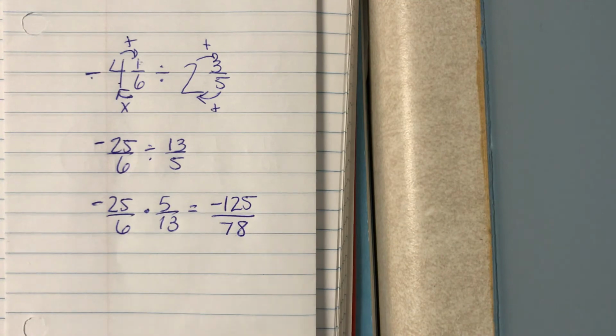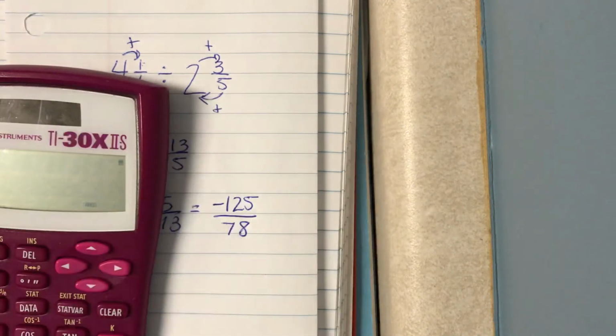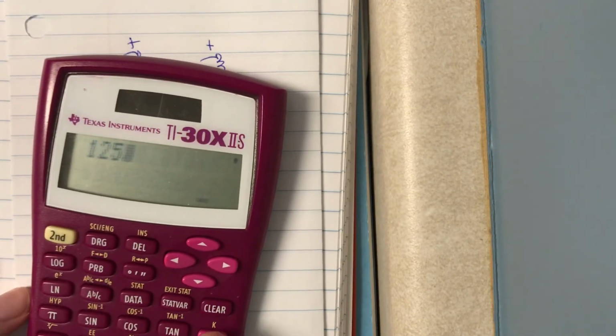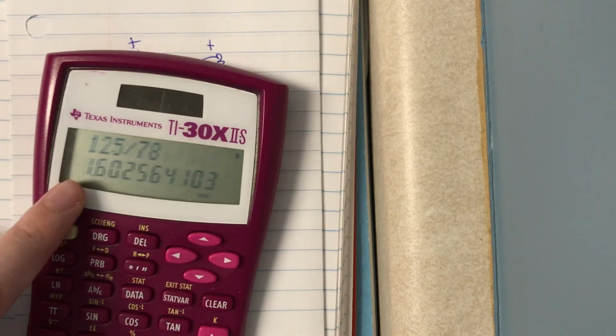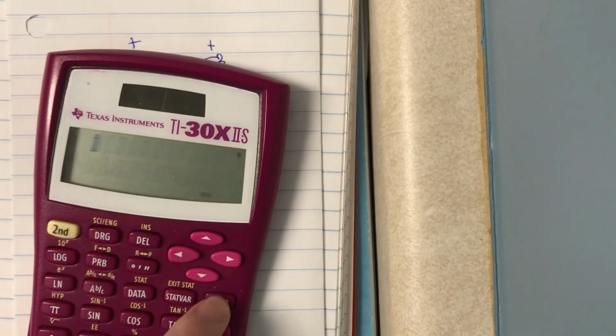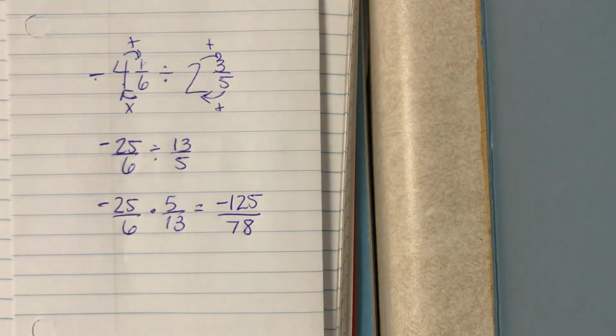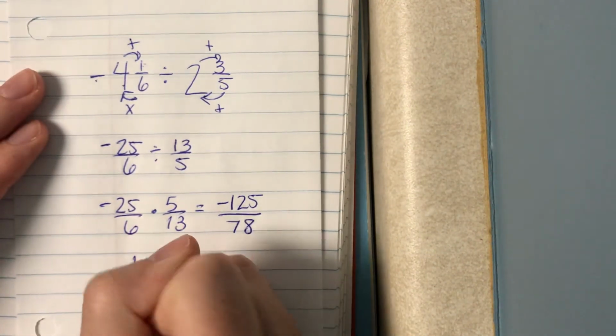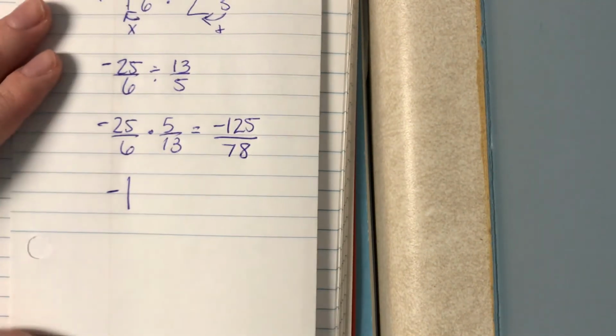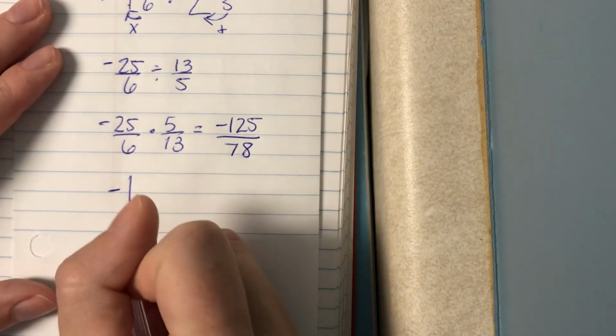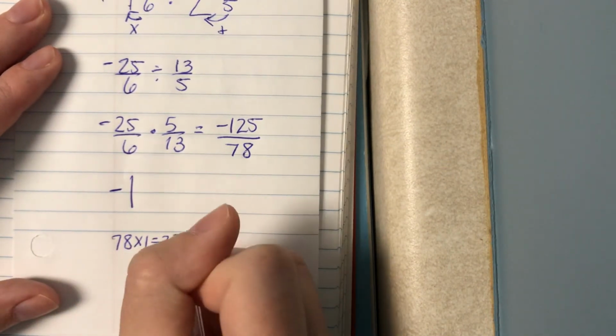If you're not sure about that, you can use your calculator and do 125 divided by 78. And the whole number out front is a 1, so I know it can only go in evenly one time. So I know I'm going to have a negative 1 out front for my whole number. And now I need to figure out the leftovers. So 78 times 1 is 78.